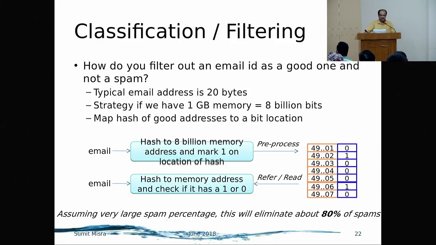So what they do is, first of all, somebody reports that it is spam. The moment you do that, that email address is hashed. And I told you about the local storage that we keep in the back of our mind, and there's a local storage there. So suppose there is 1 GB of memory, so basically 8 billion bits are there. So you take the address, you hash it, and you get an address which is below an 8 billion number.